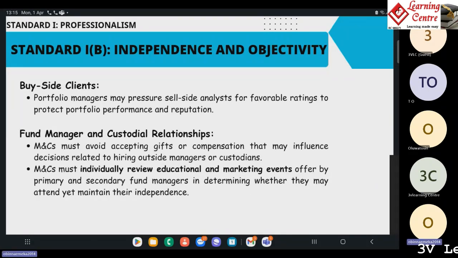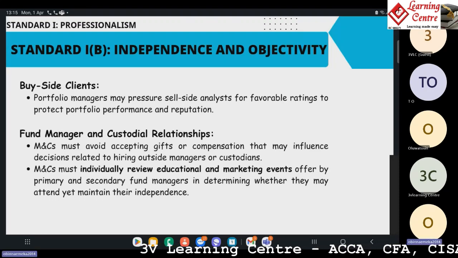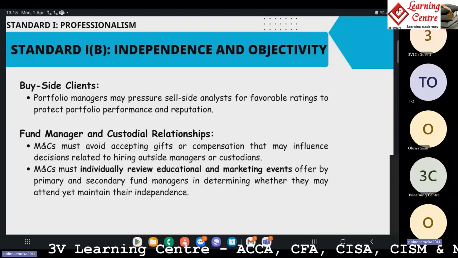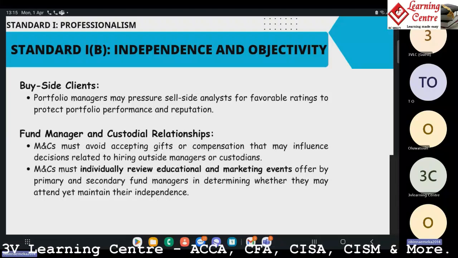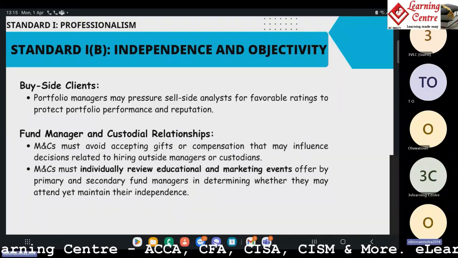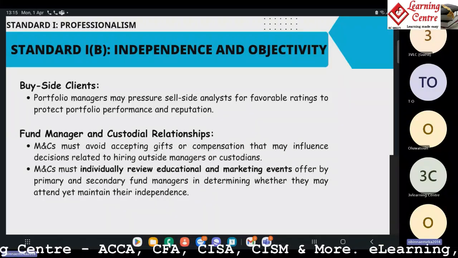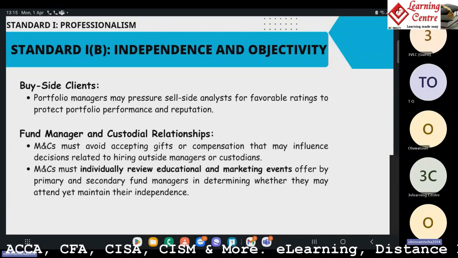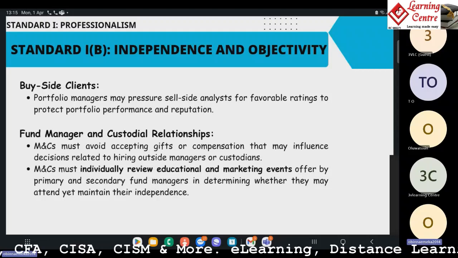Then again, in the curriculum, we have the buy-side clients. Sometimes the portfolio managers, who are the buy-side clients, may pressure the sell-side analyst. The sell-side analysts are the research analysts. Sometimes they may have pressure from the buy-side to issue a favorable rating to protect their portfolio performance and also their reputation. Yes, that can happen.